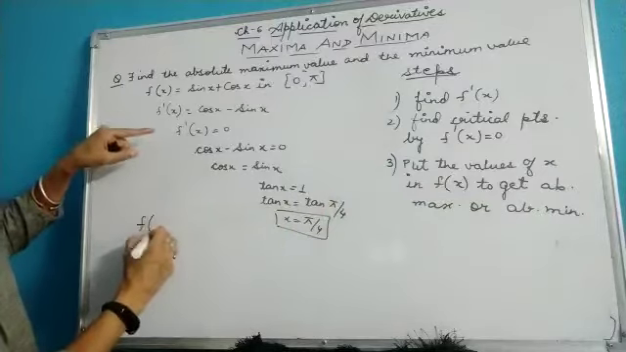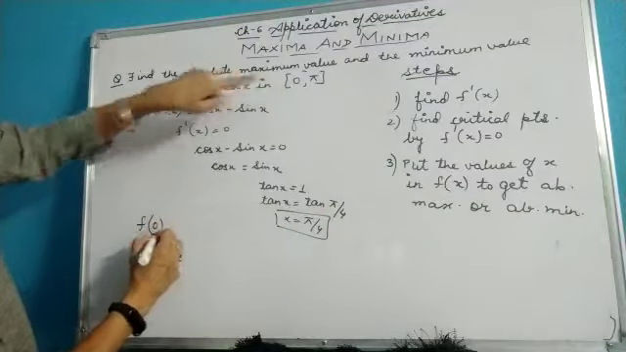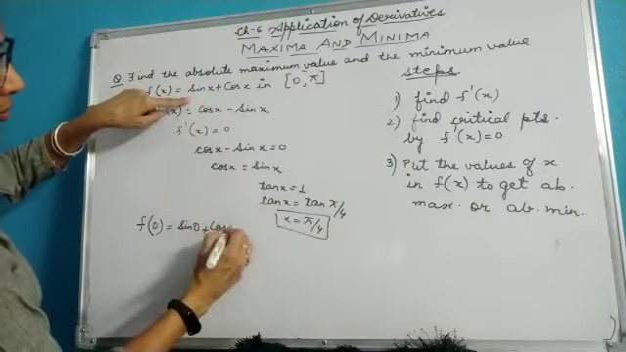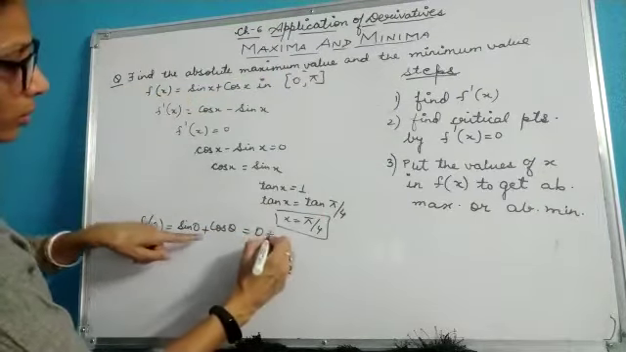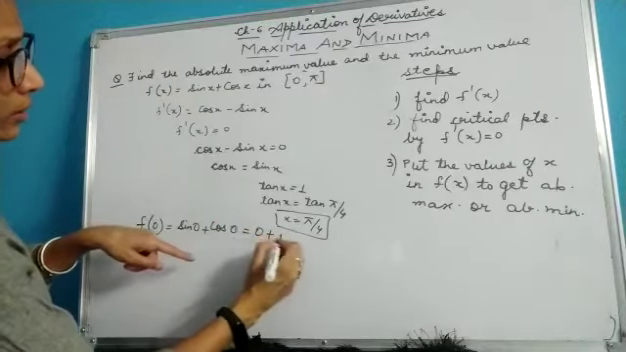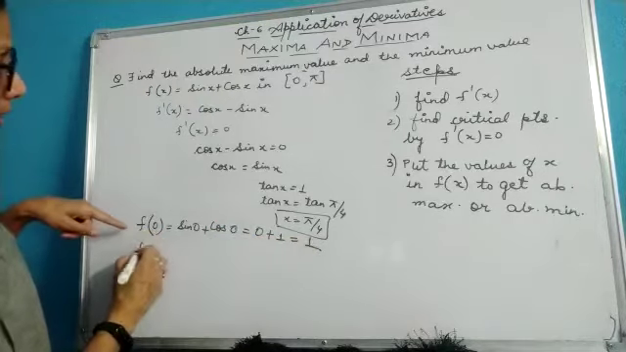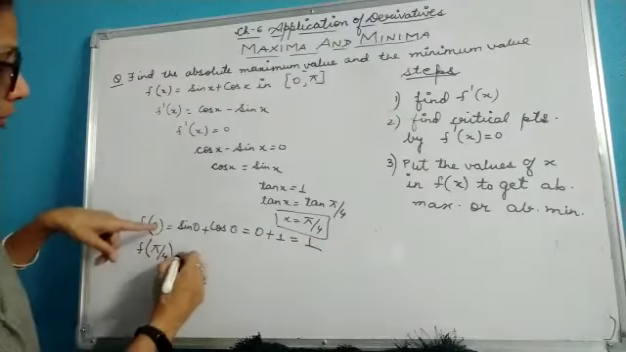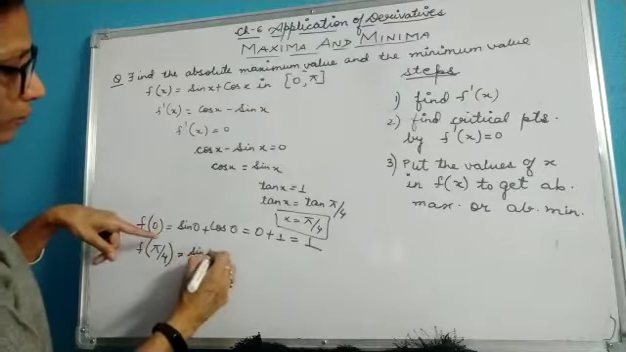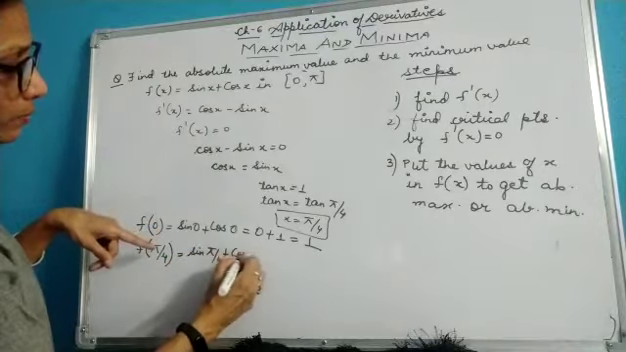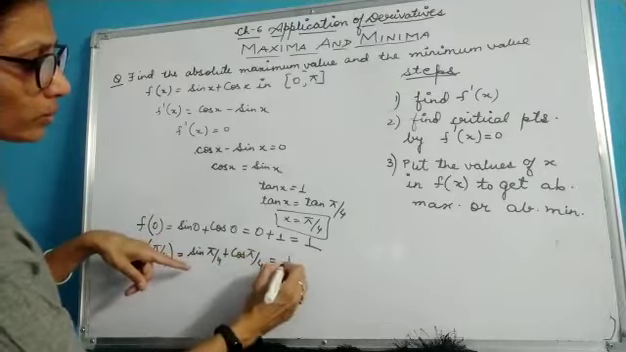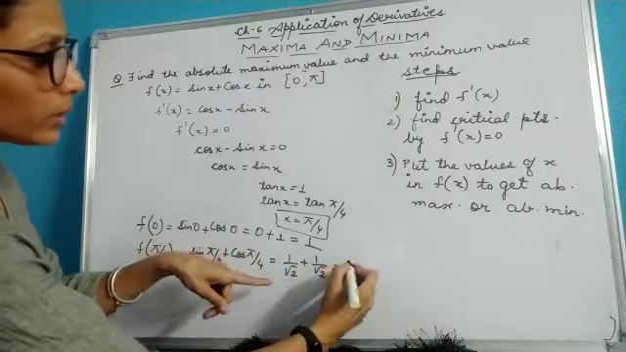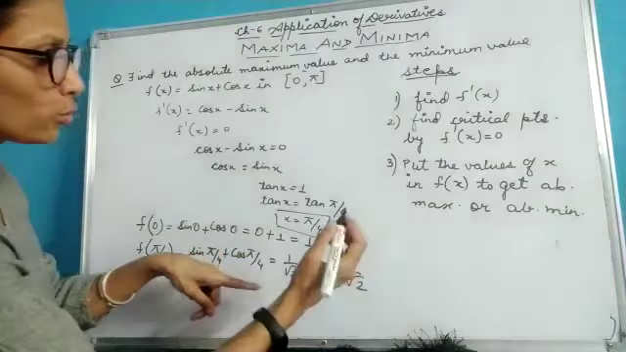So you find out first f(0). So f(0) will be sin 0 plus cos 0. So sin 0 is 0, cos 0 is just 1. So I am getting it as 1. Then I have to calculate my f(pi by 4). So this will be sin pi by 4 plus cos pi by 4. So sin pi by 4 is 1 by root 2 and cos pi by 4 is again 1 by root 2. So I am getting it as 2 by root 2.